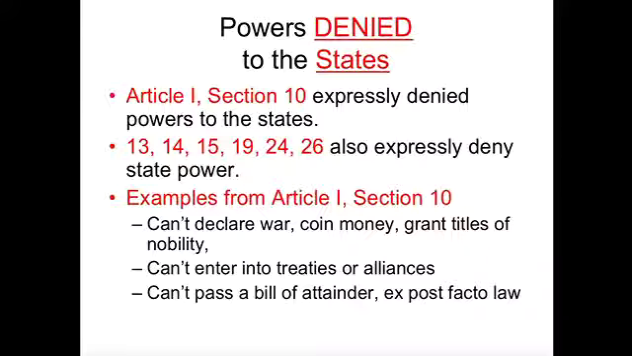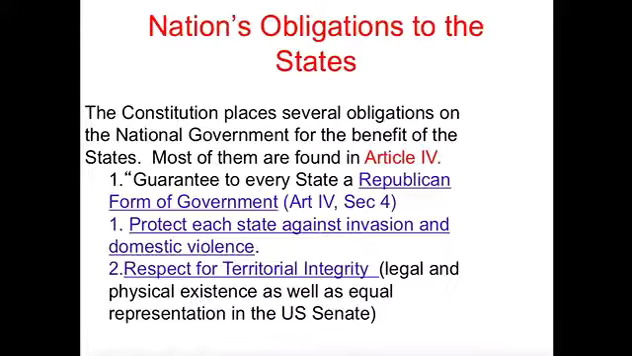And what I mean by that is these are all voting amendments that say the restrictions that the states used to make their own election laws, and these are federal amendments that have sort of dictated what states need to do concerning elections. So, another example, from Article 1, Section 10: states cannot declare war, they cannot coin money, they cannot grant titles of nobility, they cannot enter into treaties or alliances, they cannot pass a bill of attainder or an ex post facto law.